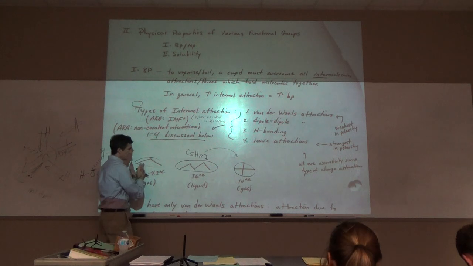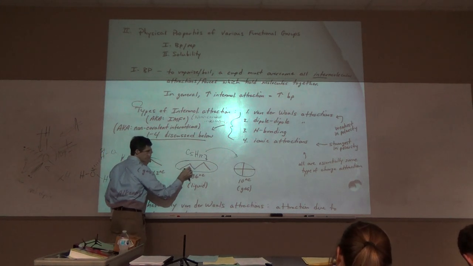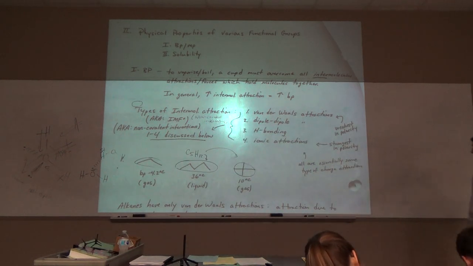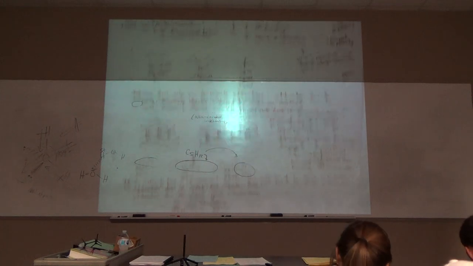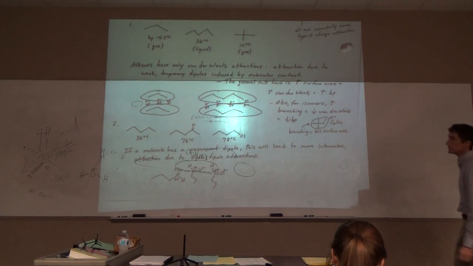Here, these are non-branched. These are called straight chain, and this one's just longer, so it's more surface area. So all that was really showed below.